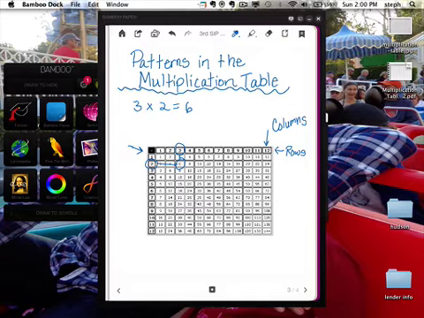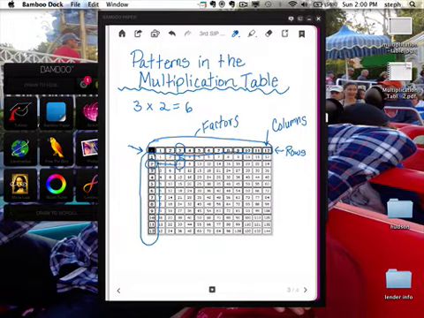Your products are inside the multiplication table. Your factors are on the outside. So right here, this whole row is a group of factors. This whole column is a group of factors too. Everything on the inside is considered a product.